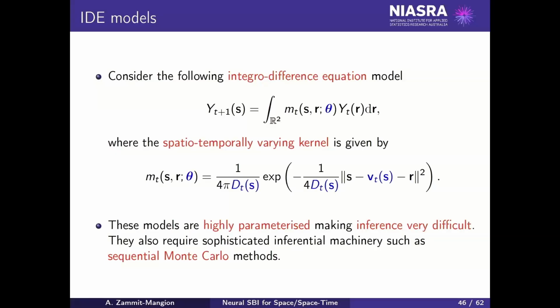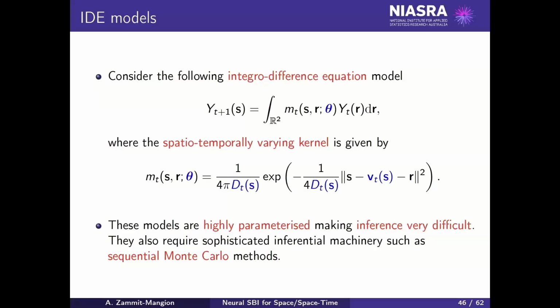This is the integral difference equation. So y_{t+1} is a convolution of y_t. Okay, we're going to add an error term later. And what we're going to say is that the kernel is spatio-temporally varying. So you've got diffusions, which are changing in space and time, and also advections, which are changing in space and time. All right. So this model is very highly parameterized. If you throw sequential Monte Carlo or MCMC at it, it's going to take a really long time. You will get there eventually, but it's going to take a really long time. So inference is really quite difficult.